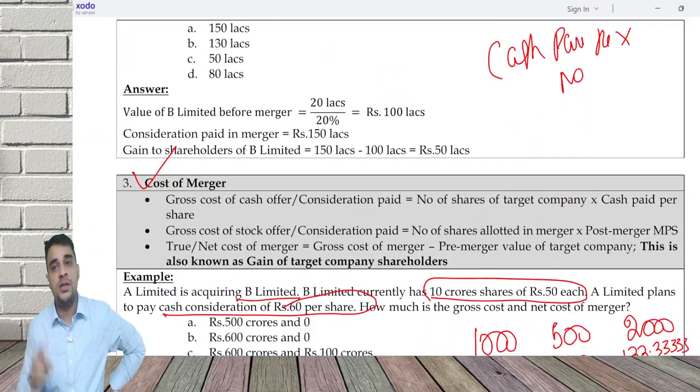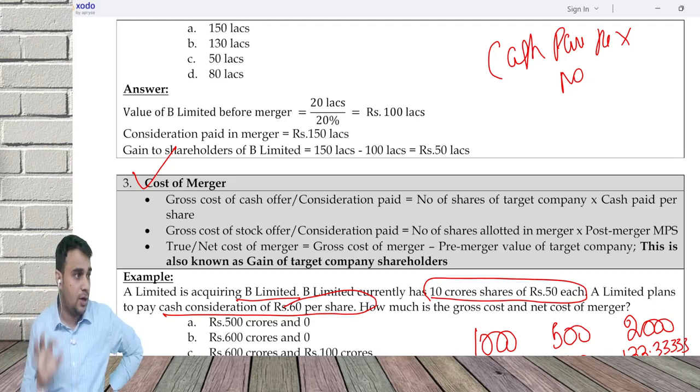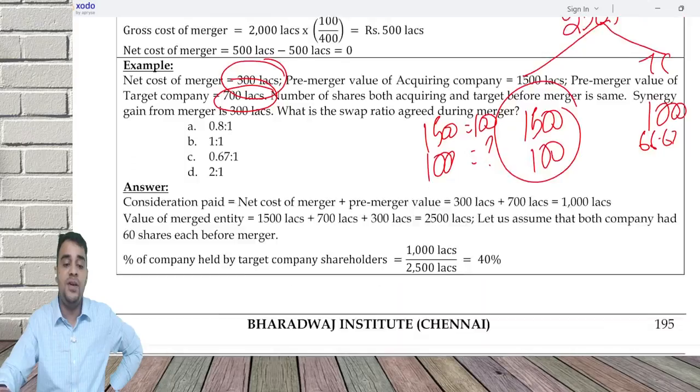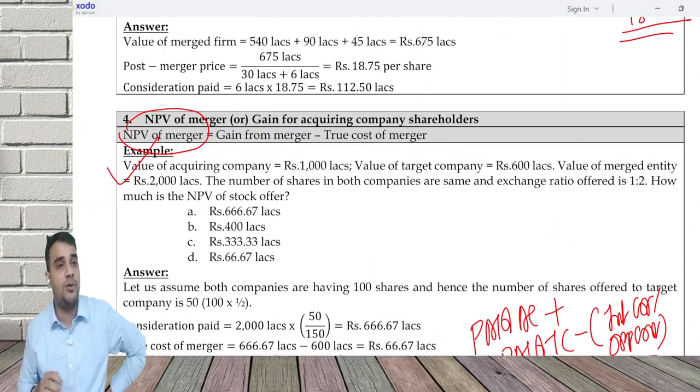What is cost of merger? There are two types, gross cost and net cost. Gross cost is equal to cash paid, or shares issued into the post-merger market price. What is net cost? Gross cost minus the pre-merger value of TC. This is equal to gain of TC shareholders. The leftover is the NPV or the gain of AC shareholders.